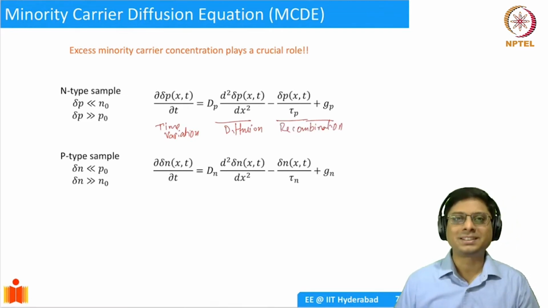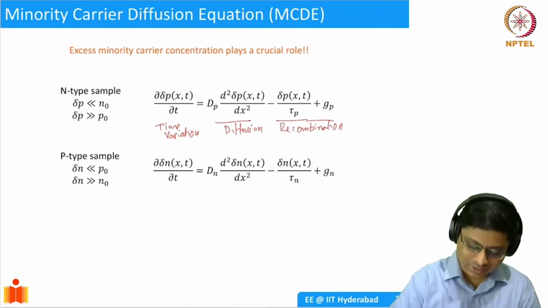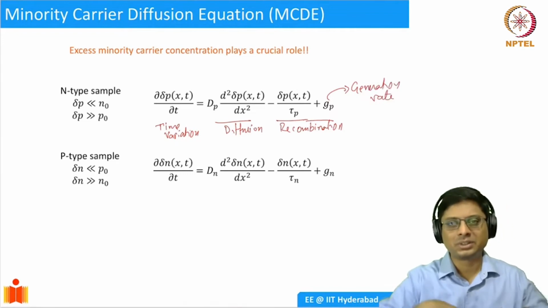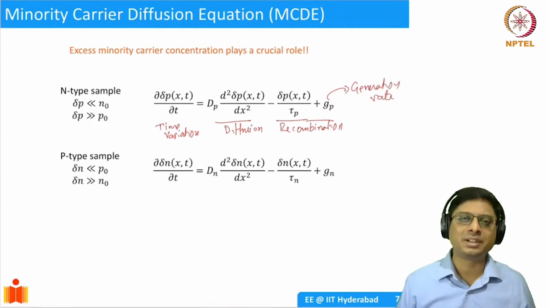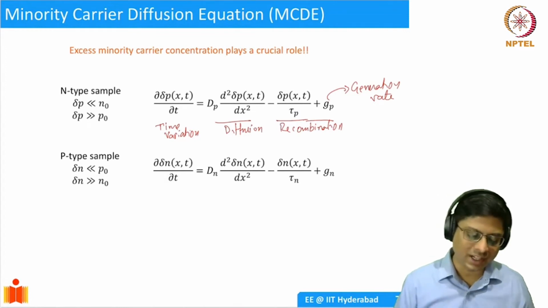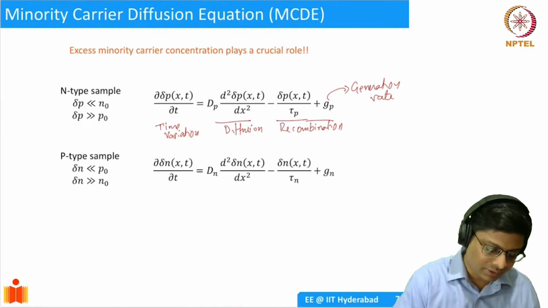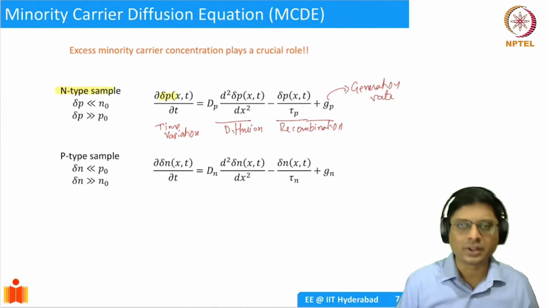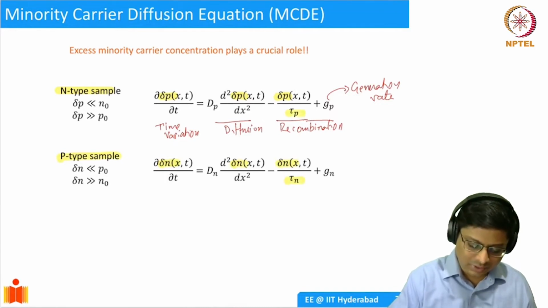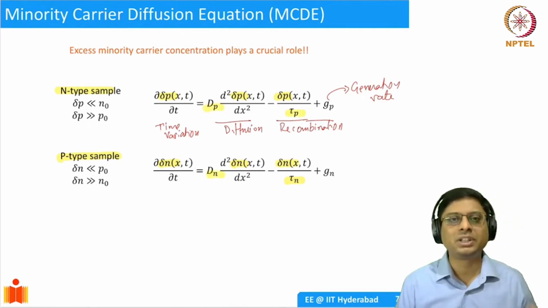And for completeness' sake, of course, I didn't really describe it, but it also depends on the generation rate. We are only talking about how they are diffusing once they're created, but if you're talking about time dependence, you also have to include the generation rate. And that is what we call the excess minority carrier diffusion equation, MCDE. This is for an n-type semiconductor. If you have an n-type semiconductor, you have delta P, which is the minority carrier, and we will write it for minority carriers. If you have a p-type semiconductor, you will write it for n, and that's why this is going to be tau n. This is going to be tau p here. So remember, all of the coefficients are going to correspond only to the minority carriers.